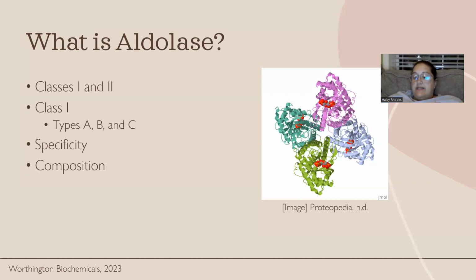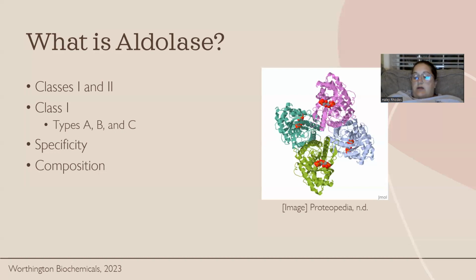There are three types of class 1 aldolases. Type A is primarily found in muscles and some in the brain. Type B is found in liver and kidneys. Type C is found in the brain as well. And we'll talk a little bit more about each of these types in a little bit.